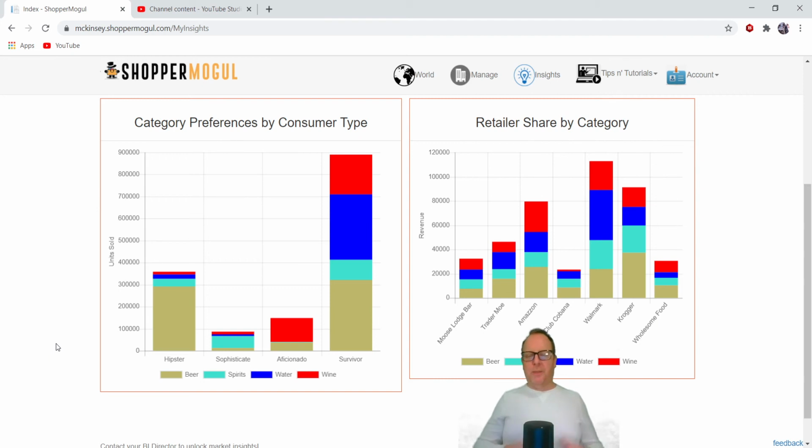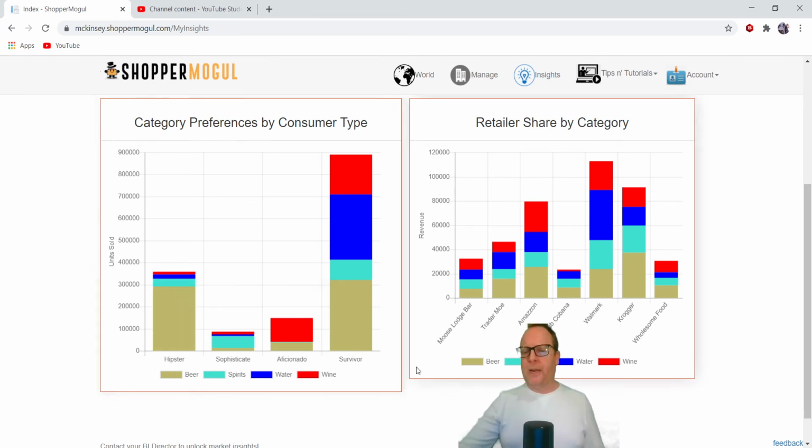Now, to a certain extent, this data is going to change over the course of a game, and it may just be a function of what brands are currently in the market. If there's only brands to appeal to those people, you're going to see only demand from those types of people.